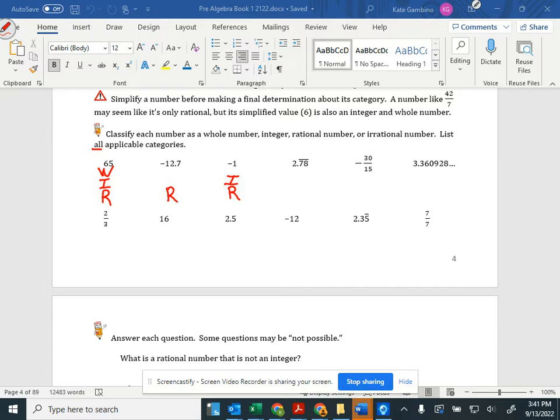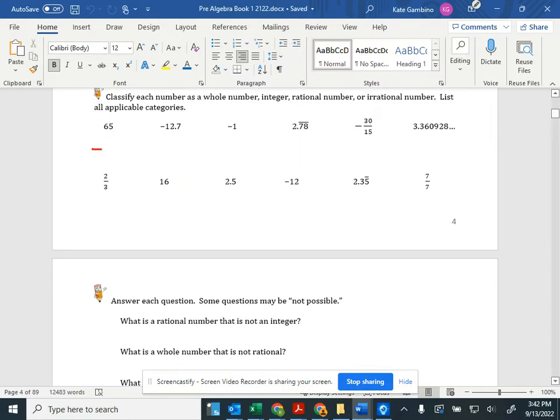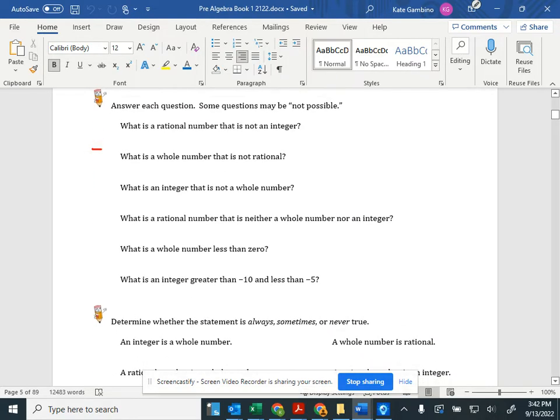So let's look at this one. It's got those 3 dots that goes on and on and on. We know that means that it's irrational because it's that decimal point that continues to go. Remember to be careful with your fractions to make sure that you are simplifying it to see if it is a whole number. So you need to finish working on this page, and let's look at our second page.